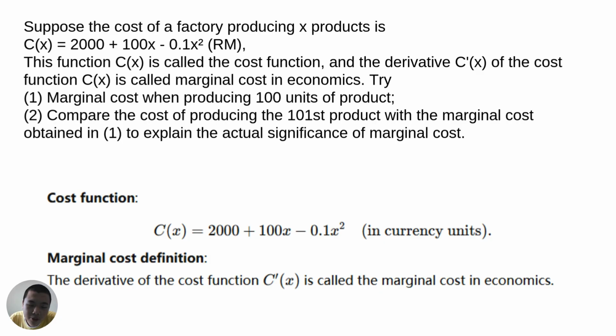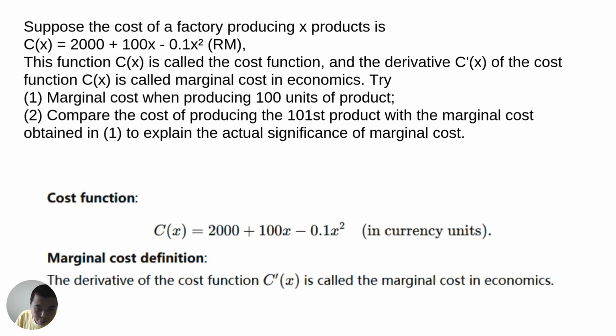We need to find two things. First, the marginal cost when producing 100 units of product. Second, compare the cost of producing the 101st product with the marginal cost obtained in part one, to explain the actual significance of marginal cost.